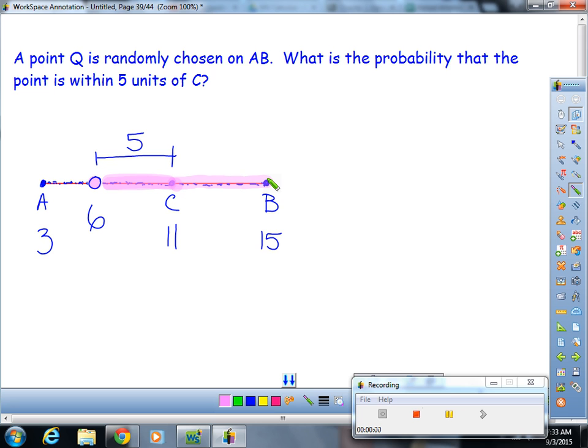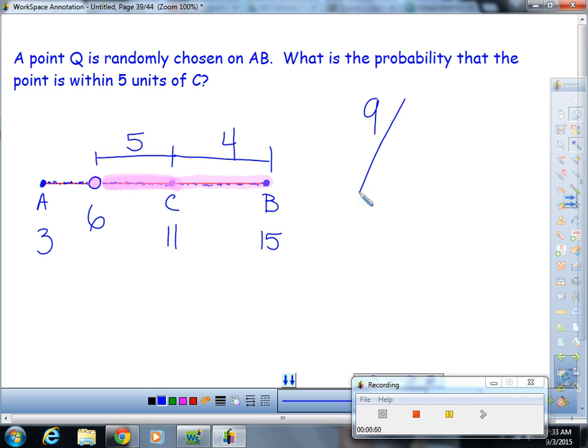And how long is that pink segment? That is 4. You got to use subtraction, and you can't trust the picture. Okay? So what is our range? How big is our zone that is highlighted of success? 9 units out of 12. So that's 3/4 or 75%.